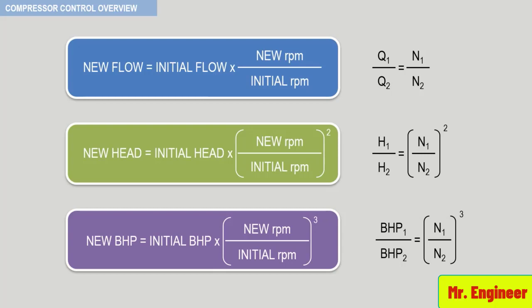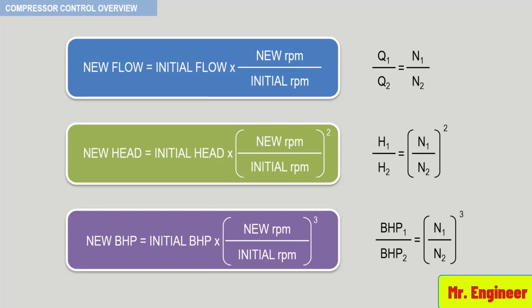Recall, we have seen these relationships in a previous video. But I would like to remind you that it is important to understand that these relationships are only approximate for compressors and become less accurate with increasing number of stages and gas density. Remember, the exact values of produced head and required horsepower should always be taken from the compressor curve provided by the vendor.